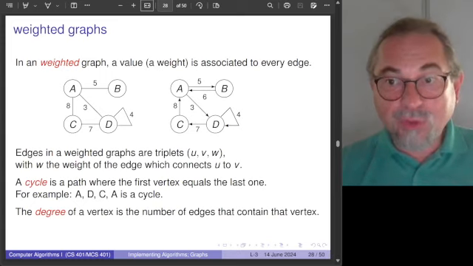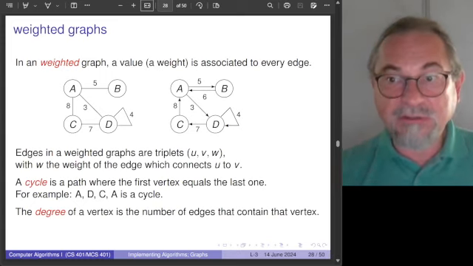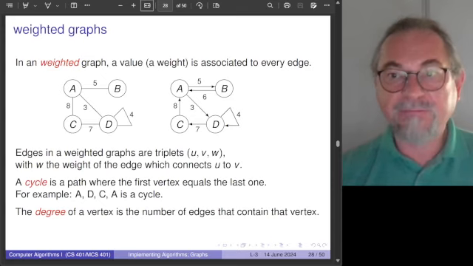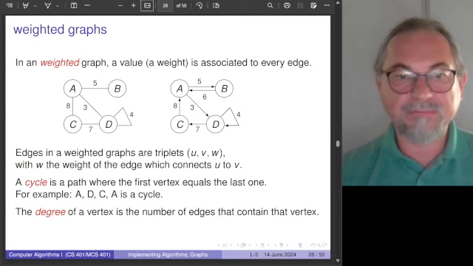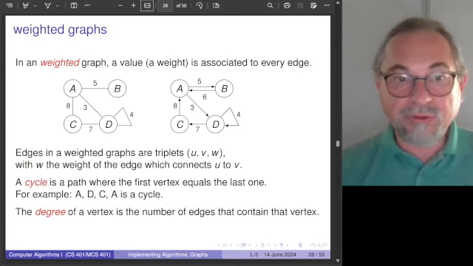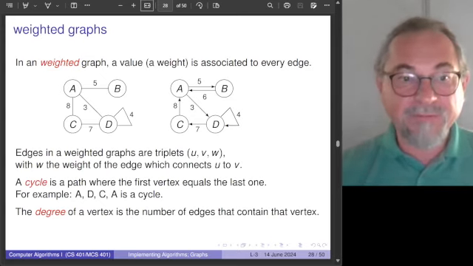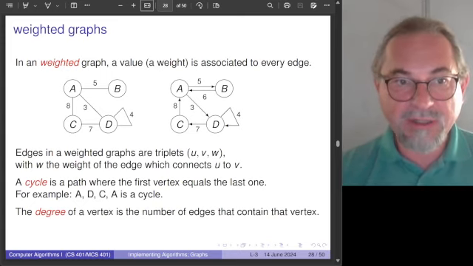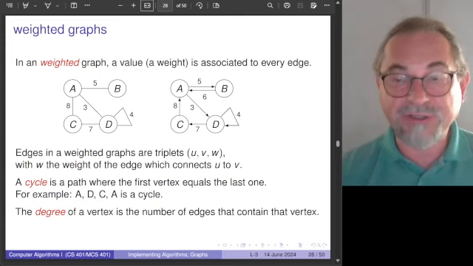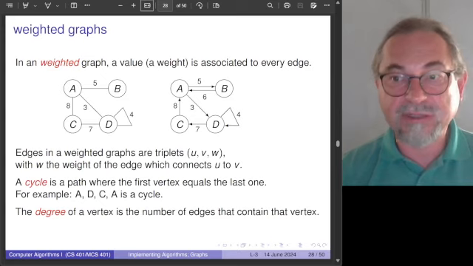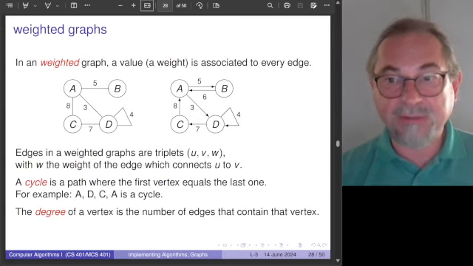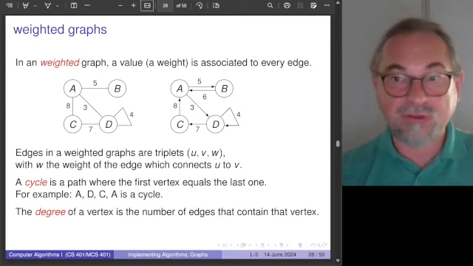Paths are very important, also cycles are. A cycle is a path where the start vertex is the same as the end vertex. We also define for every vertex the degree. That's the number of edges that contain that vertex. The degree says something about the importance of a vertex, how well it is connected to other vertices.